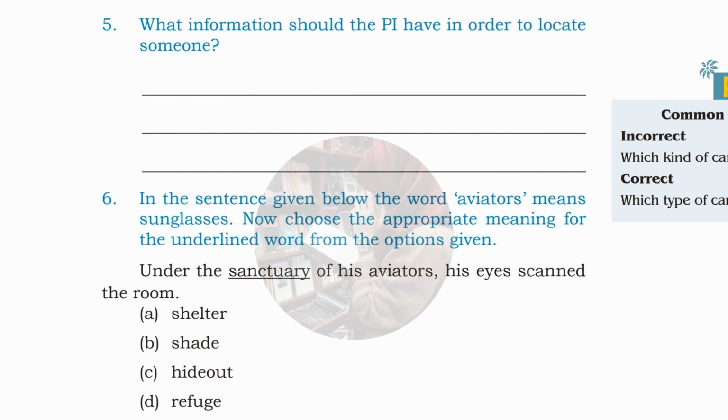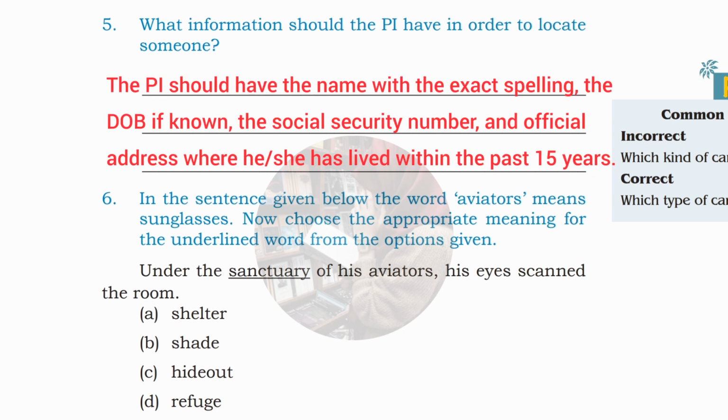Here PI means personal information. Let's see the answer. The PI, meaning personal information, should have the name with the exact spelling, the DOB, meaning date of birth, if known, the social security number and official address where he or she has lived within the past 15 years. Okay, sixth question is, in the sentence given below, the word aviators means sunglasses. Now choose the appropriate meaning for the underlined word from the options given. So the option is shade.